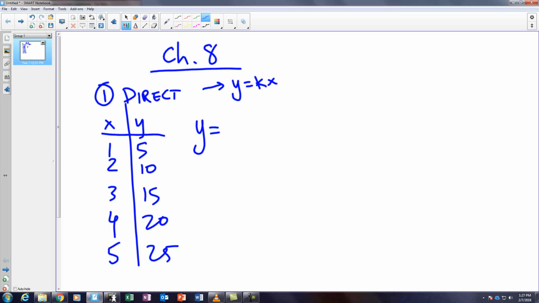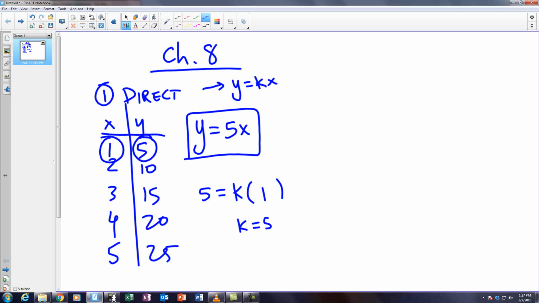If we look at the first y value, let's say it was 5, 5 would equal k times the associated x, which is 1. In this problem, it turns out that k just equals 5. Because k equals 5, I can say that y equals 5x. Now you can check that equation against any one of these. 5 times 5 is 25, and so on. You can check all of them that way.